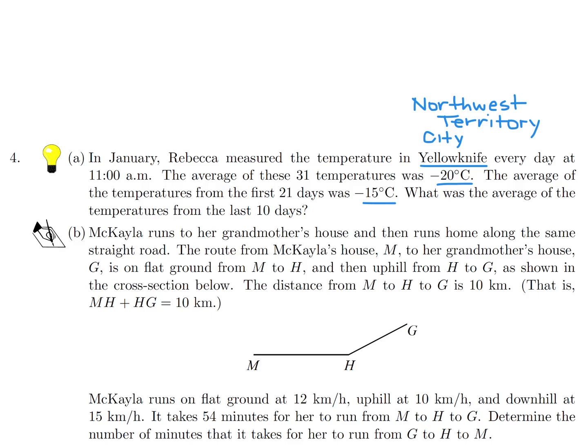Okay, so here's the question. We have day 1 plus day 2 all the way till day 31, right? Because I believe we have 31 days in January. And they're saying that when you took the average, it is minus 20.